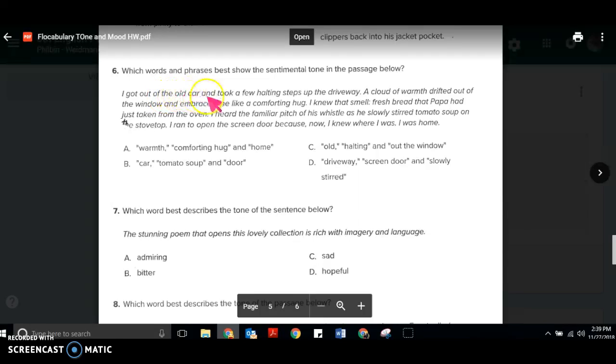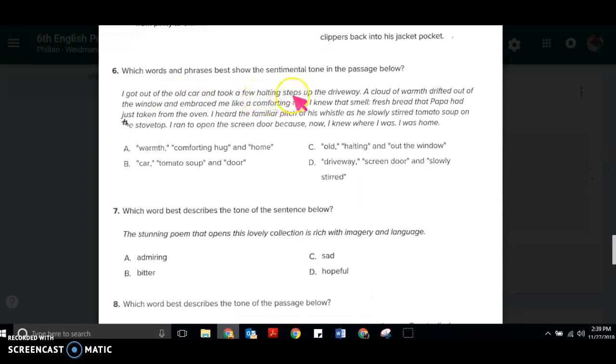I got out of the old car and took a few halting steps up the driveway. A cloud of warmth drifted out of the window and embraced me like a comforting hug. I knew that smell, fresh bread that Papa had just taken from the oven. I heard the familiar pitch of his whistle as he slowly stirred tomato soup on the stovetop. I ran to open the screen door because now I knew where I was. I was home.